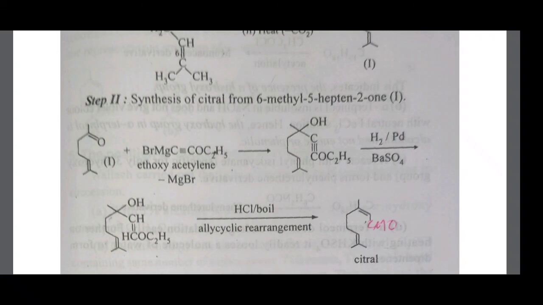Then this structure is confirmed by using synthesis. Citral contains two double bonds and one aldehyde group, and adjacent to the aldehyde group an alpha-beta unsaturated double bond is present, and the second is C double bond C, CH3, CH3. This is the structure of citral.